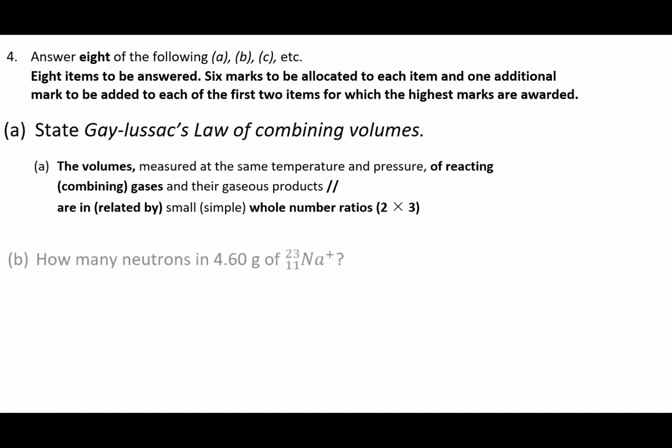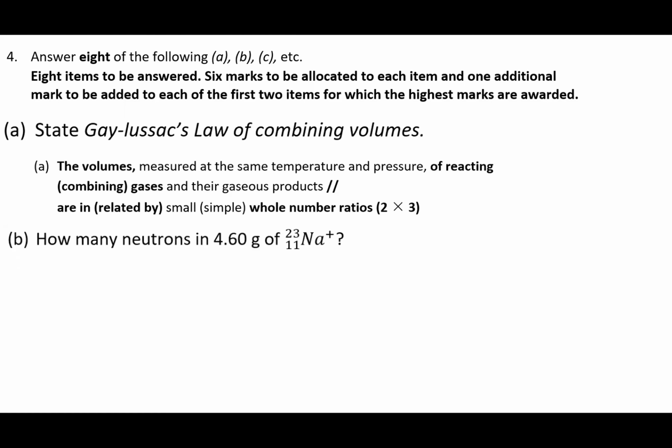Okay. Part B says how many neutrons in 4.6 grams of Na+. Now I do realize in the exam the formatting of this was not correct, so it didn't come out as is on the screen now. So I do apologize for that. I hope you're able to figure out what you needed for answering the question.